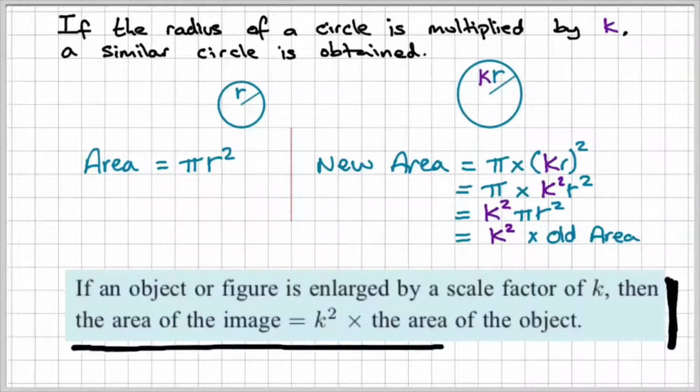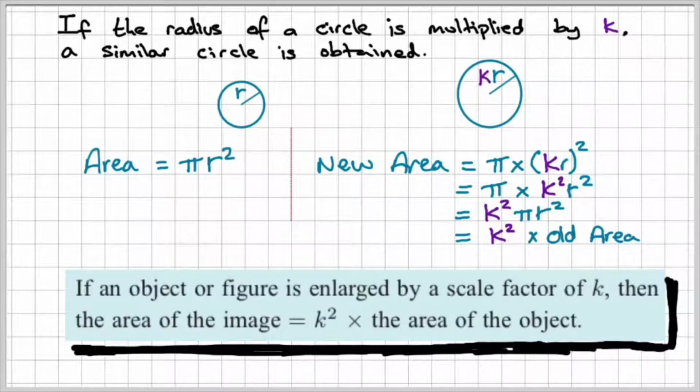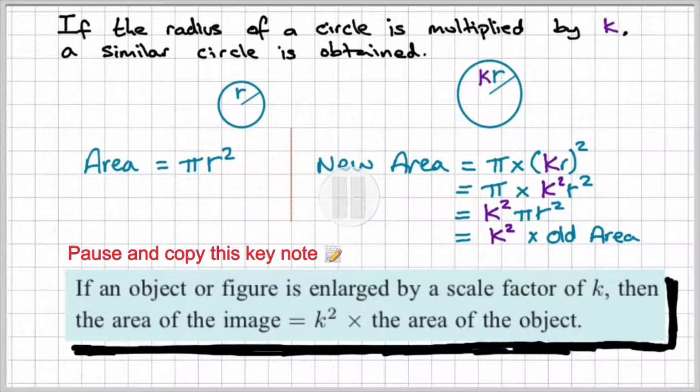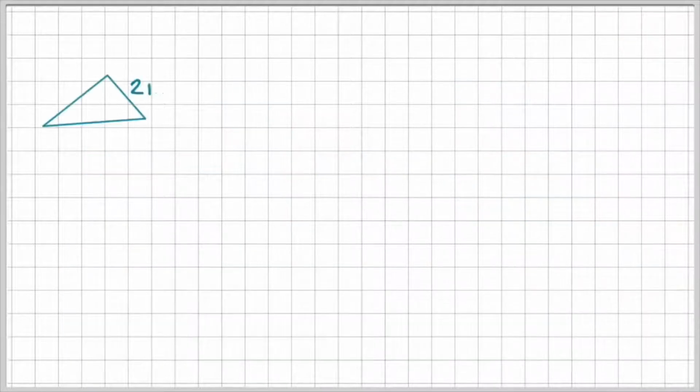So a rule of thumb, if an object or figure is enlarged by a scale factor of k, then the area of the image is equal to k squared times the area of the object. So let's do an example then.